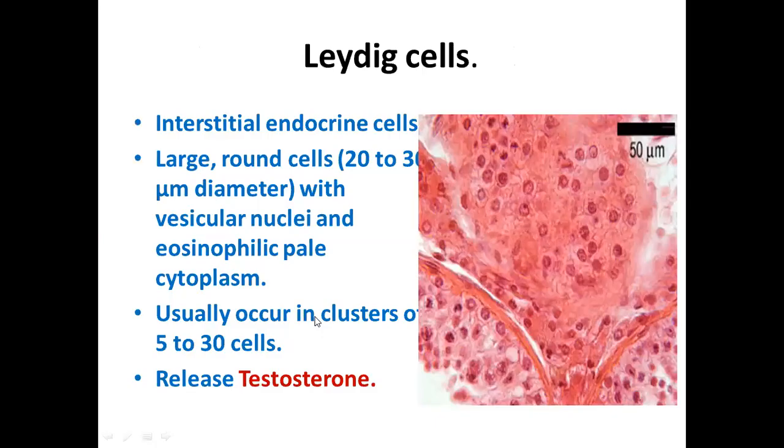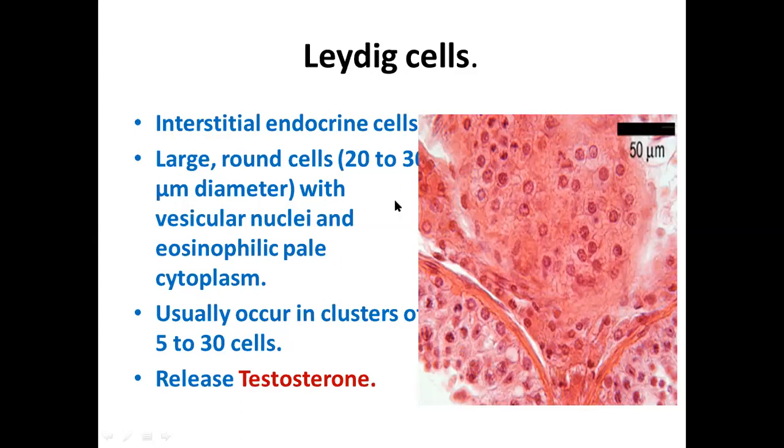Now moving towards Leydig cells, these are entirely endocrine cells responsible for the production of testosterone. They are large cells, rounded in appearance, with a vesicular nucleus. Vesicular nucleus means a nucleus which is quite active, meaning the nuclear material will not be so condensed, and inside the nucleus you will see euchromatin appearance due to the activeness of the cell.